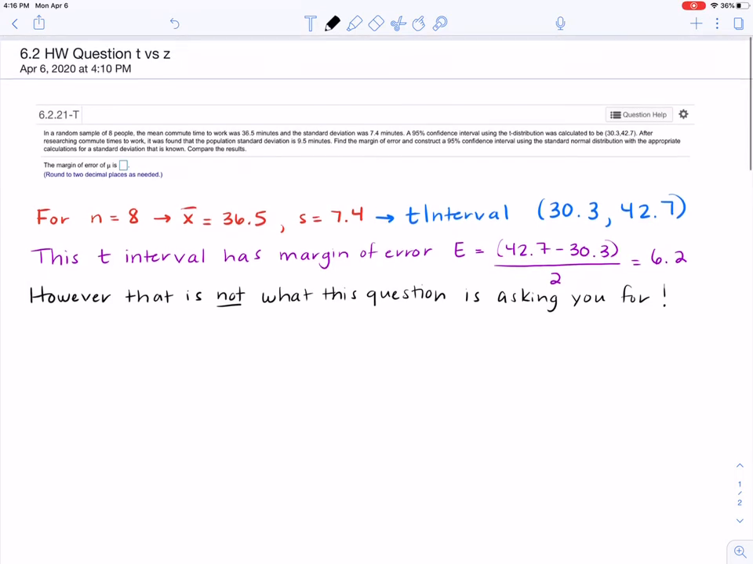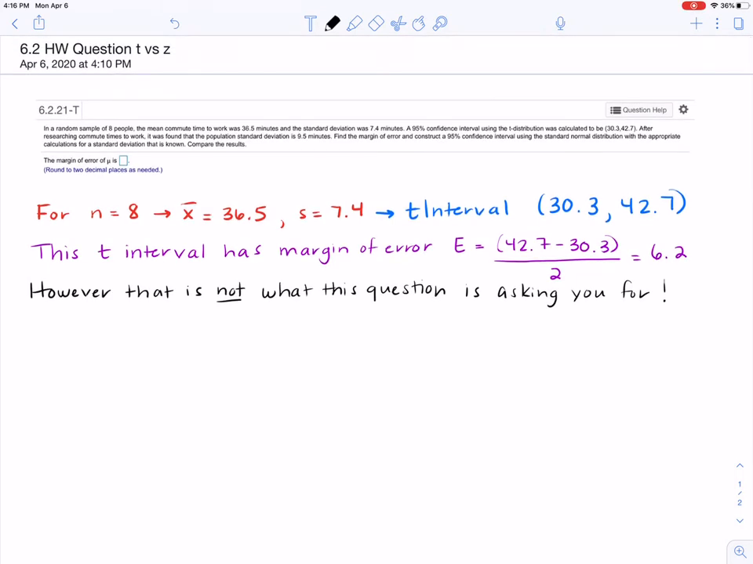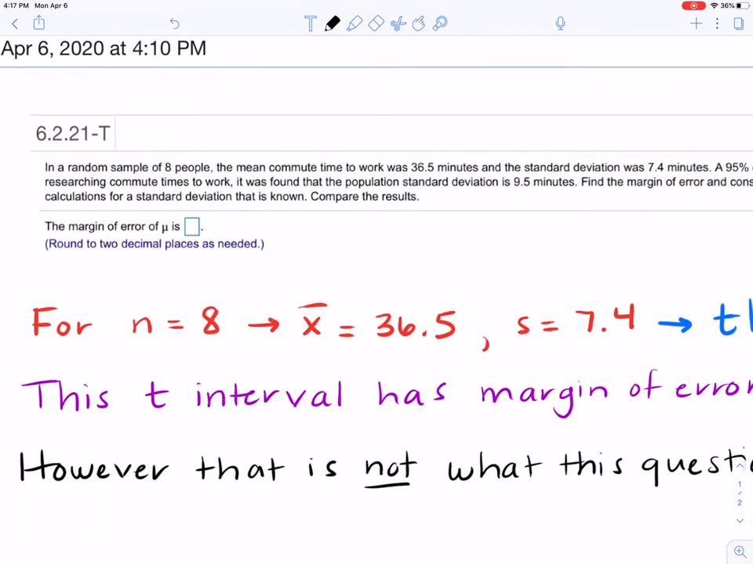So again, this is a problem from section 6.2. And a big part of section 6.2 is understanding when to use T to construct the confidence intervals and when to use Z to construct the confidence intervals. So you should already have noted, either from looking at the textbook or from watching my video in section 6.1 or 6.2, as well as looking at the notes, that the way you make that choice is by looking at your standard deviation.